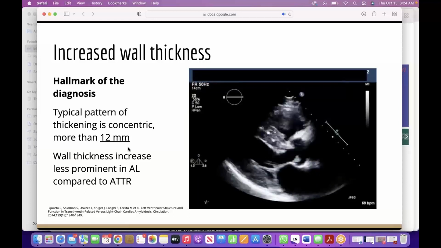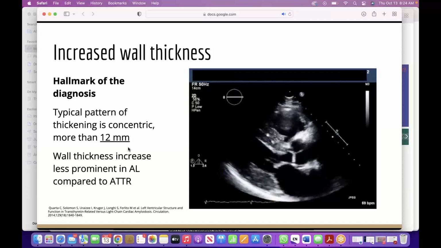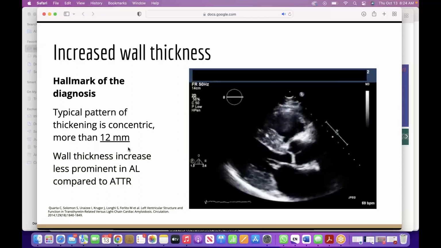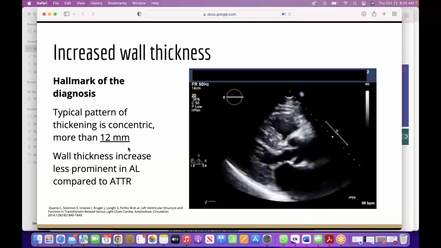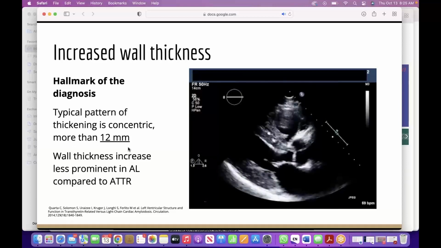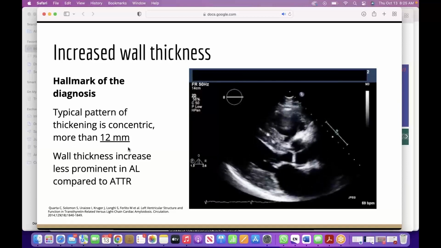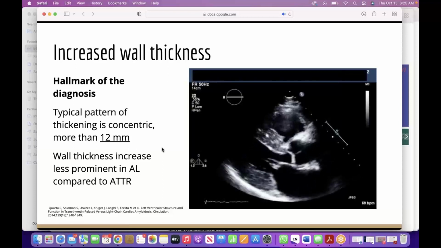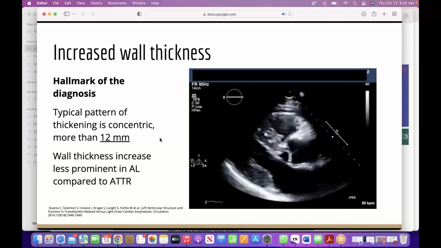Of important note is that patients who have AL amyloid compared to ATTR amyloid typically do not have the same degree of myocardial wall thickening. Unclear why that might be the case. It potentially could be related to the rapidity of the progression of the disease. In AL, the process, you can imagine, might be more acute in the setting of a malignancy compared to ATTR, where theoretically deposition had been occurring for quite some time, probably decades.